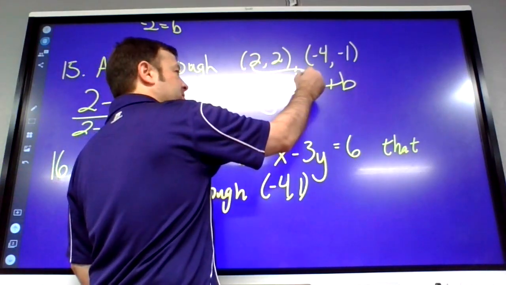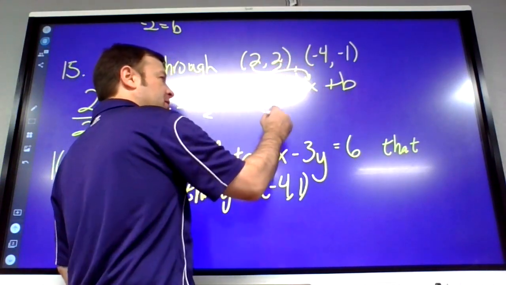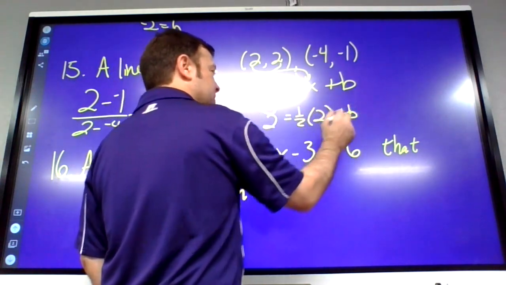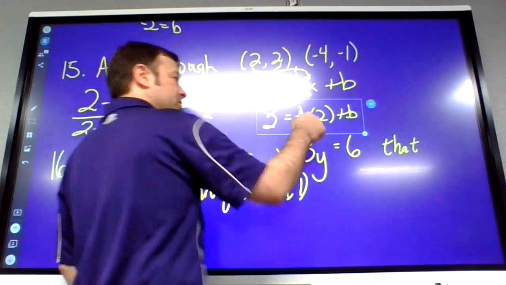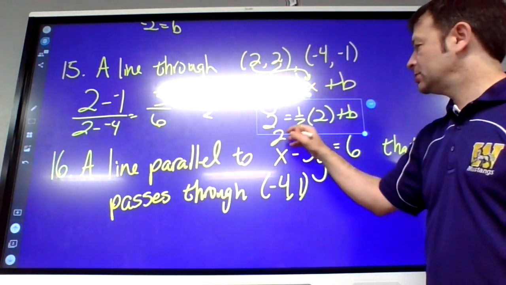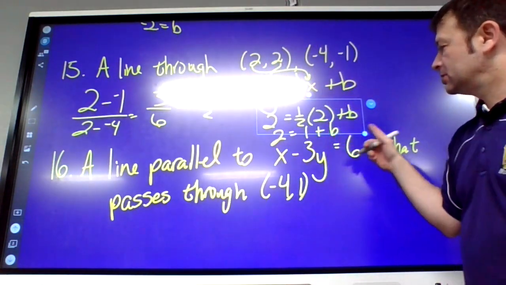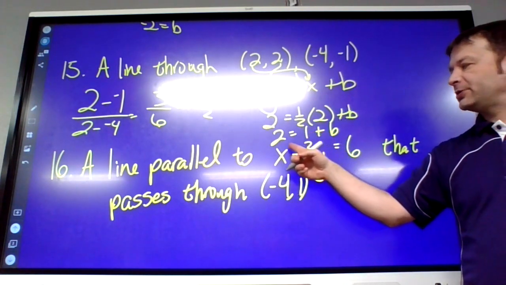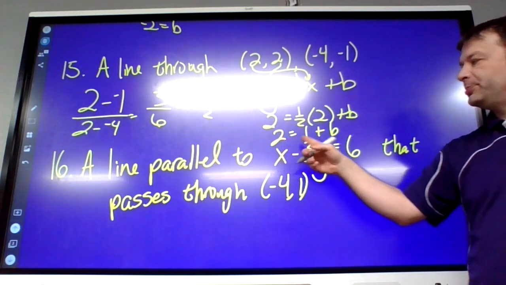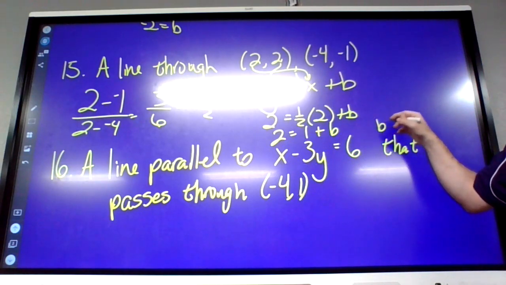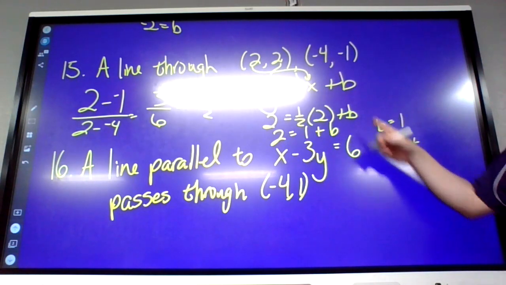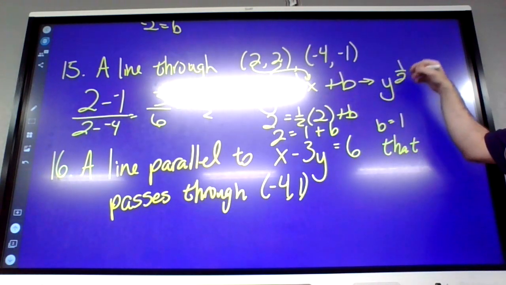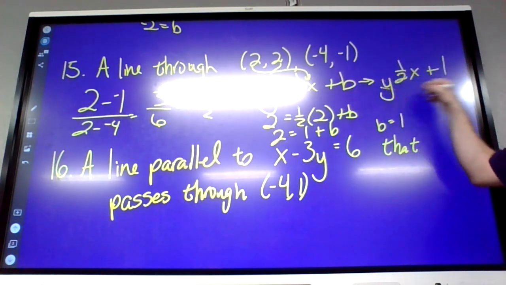Yeah, let's plug in these twos. So if I plug in those twos, what's 1 half times 2? 1. So how do I solve for b? Subtract 1. So b is going to equal 1. So my answer is y equals 1 half x plus 1.